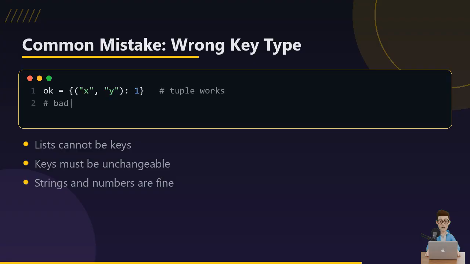Here's a mistake I actually made early on. I tried to use a list as a key and got a confusing type error. The rule is that keys have to be things that can't change, like strings, numbers, or tuples, but not lists. The reason is Python needs a stable key to find your value later. In short, if it can change, it can't be a key.